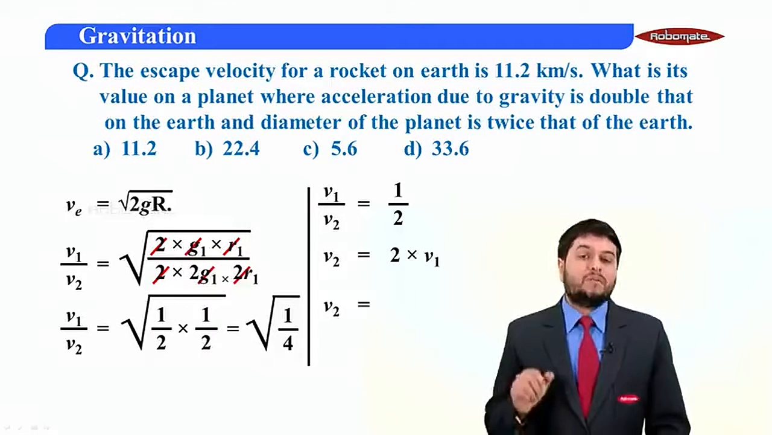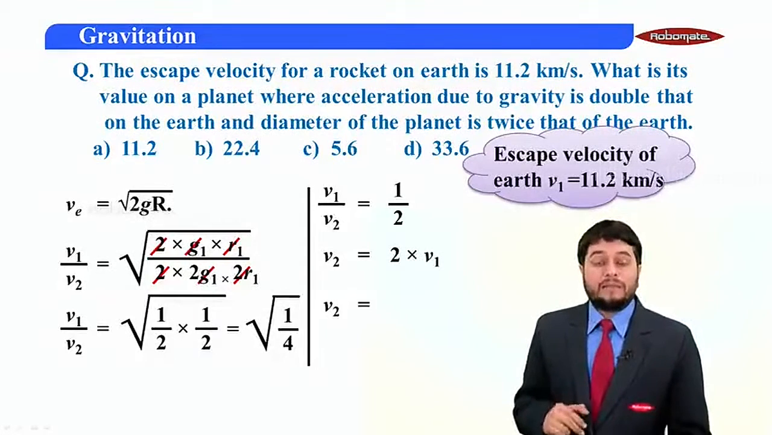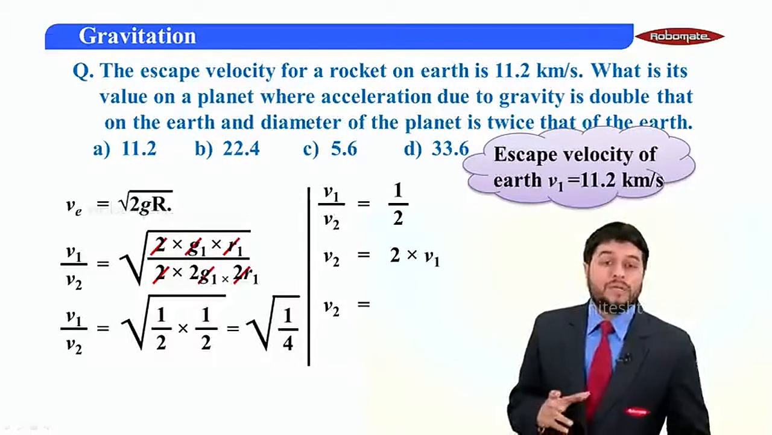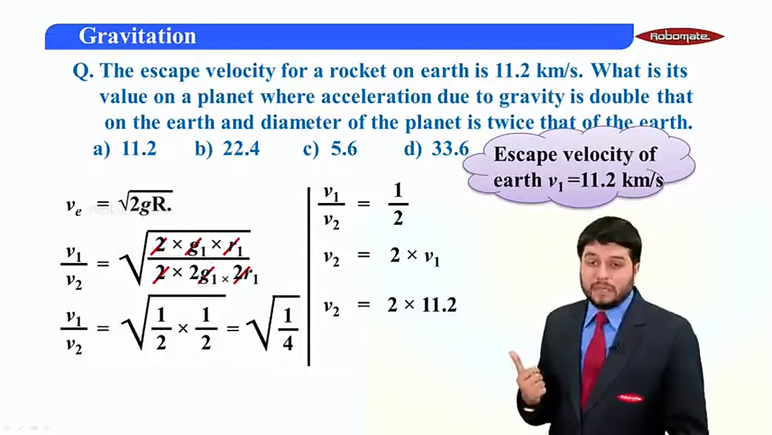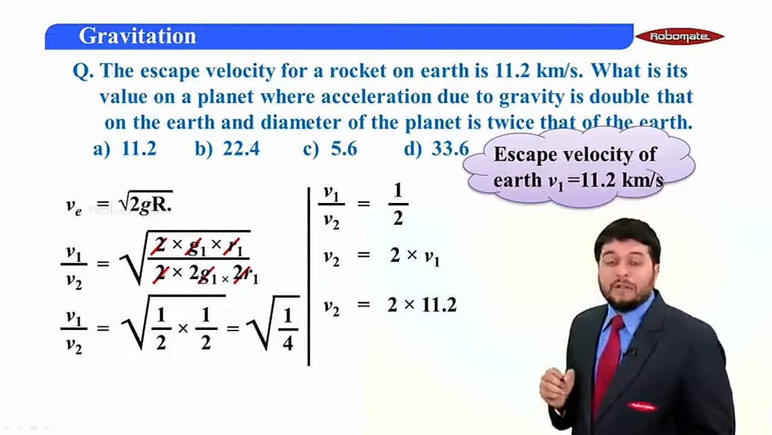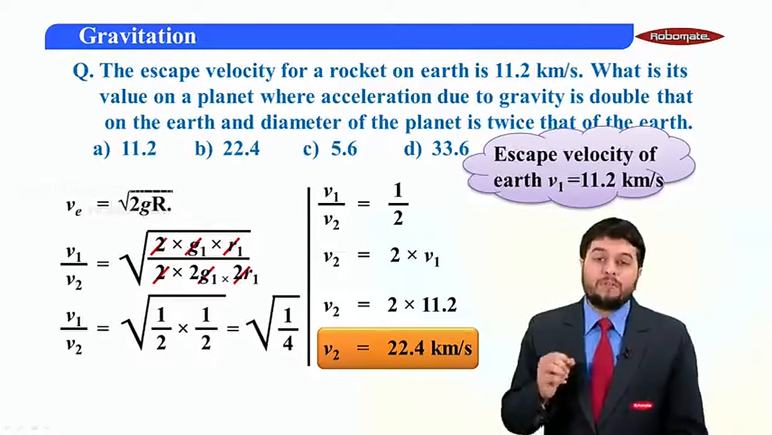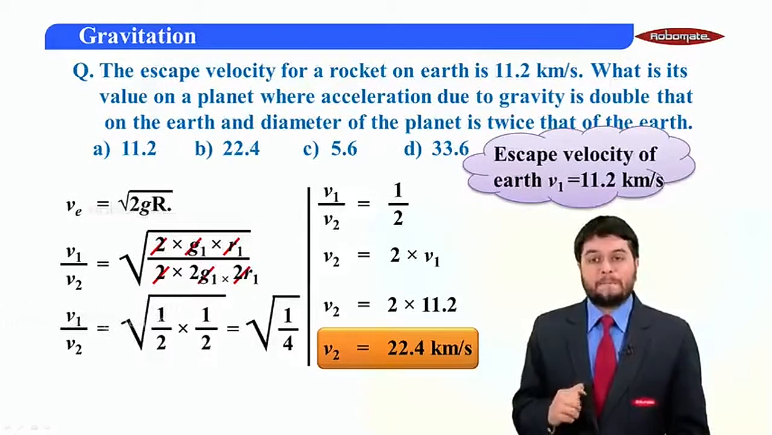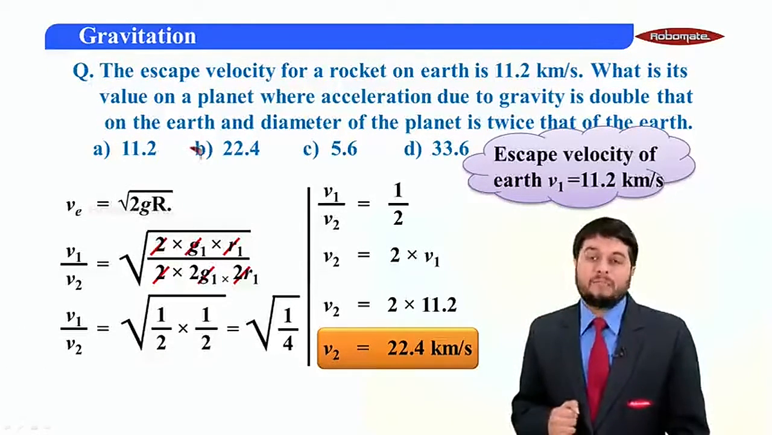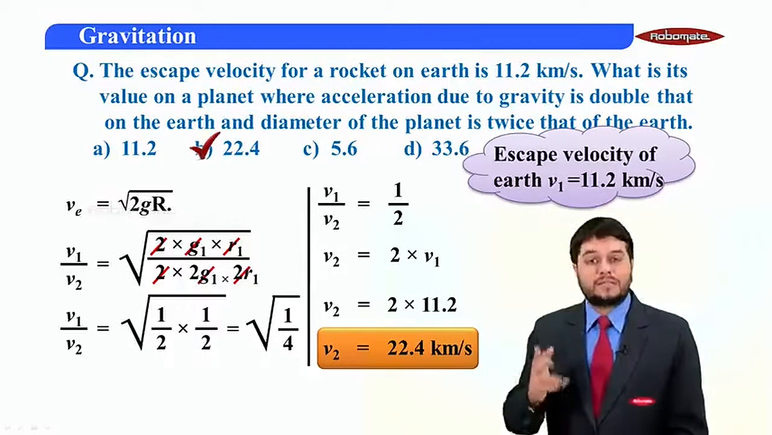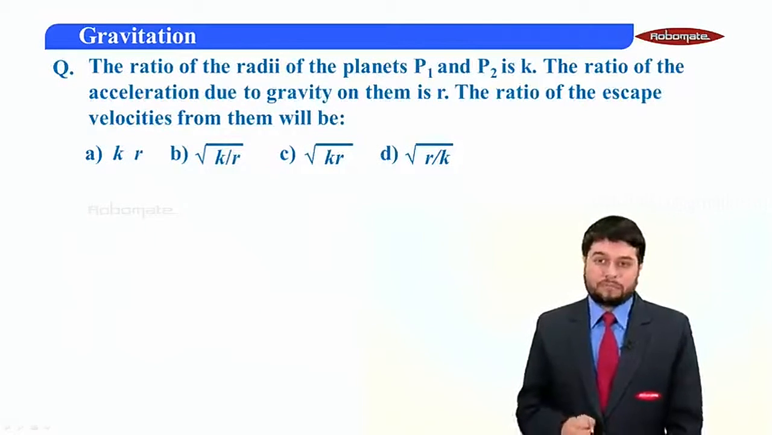In this case, what is V1? They've given us escape velocity from Earth is 11.2 kilometer per second. Substituting that over here, I get 2 into 11.2, that is nothing but equal to 22.4 kilometer per second. And this is your escape velocity for that second planet. The answer is option B. Let's see one more question.